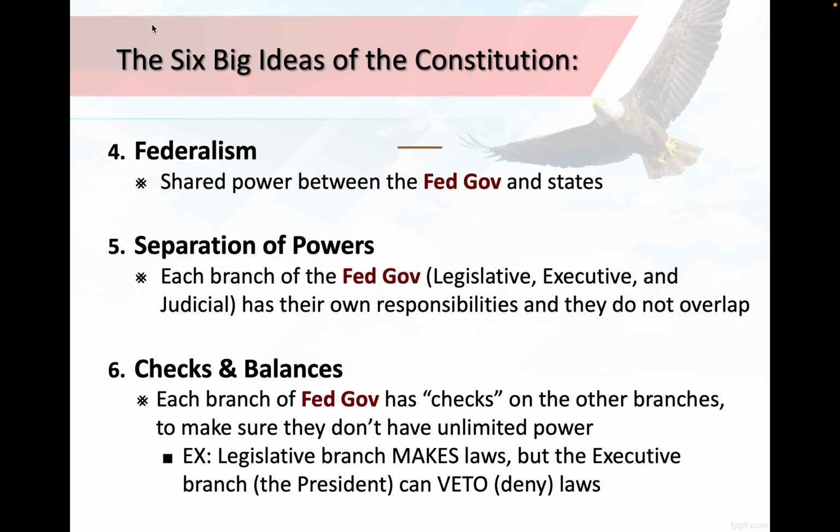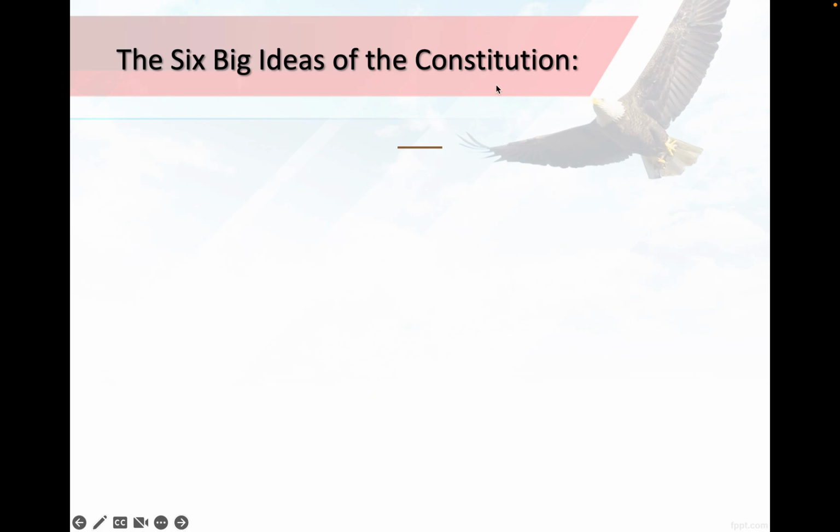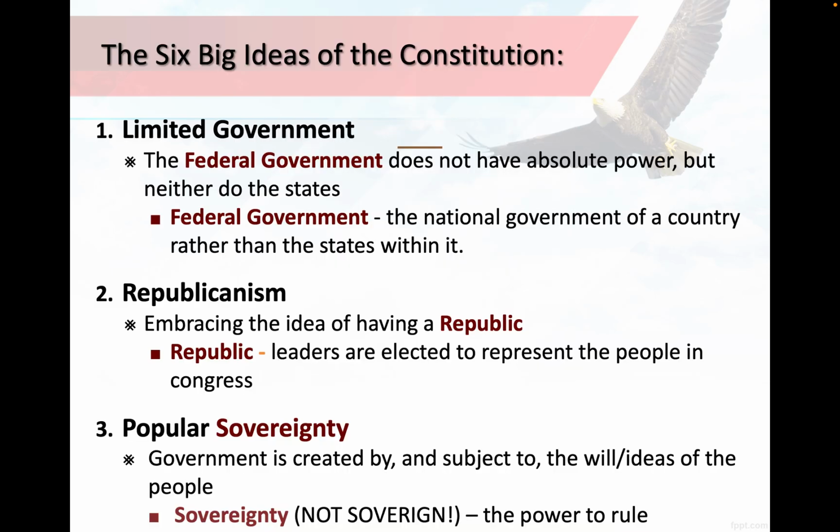So if you look at these three, notice that these three all have to do with how the federal government works. Separation of powers and checks and balances are about branches of the federal government. Federalism is shared power between the federal and the state governments. So these are related, right? Speaking of, these three are related.